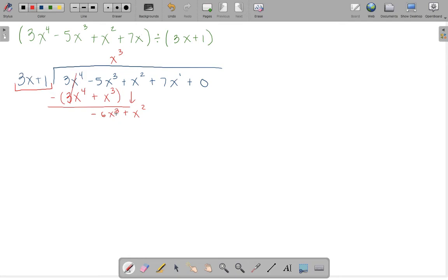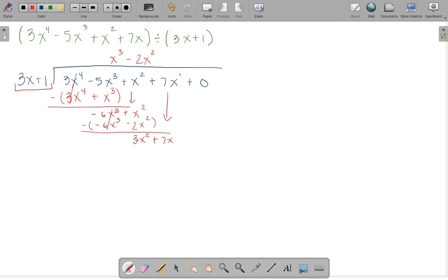How many 3x's will I find inside of this monomial? And the answer to that is negative 2x squared. Now I multiply this monomial times this divisor, and I get negative 6x to the 3rd minus 2x squared. Again, I'm subtracting this entire quantity. These terms cancel out. You have a 1 minus a negative 2, or in effect 1 plus 2, which gives me 3x squared. And I bring down the following term. And I'm getting close to that finish line.